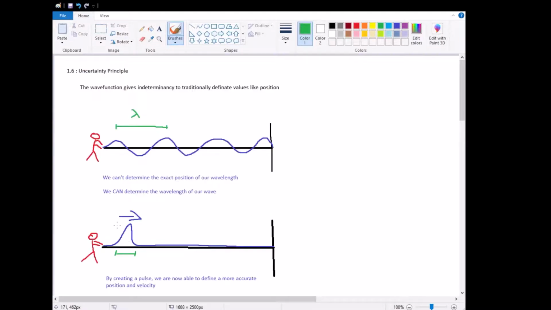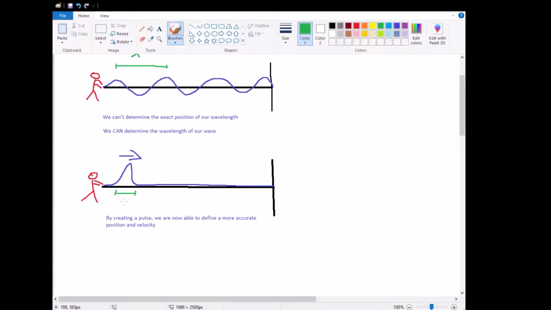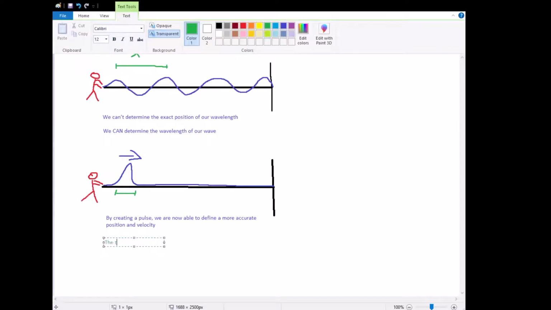So evidently, with this pulse, we are now able to tell the position of our wave more accurately. However, the trade-off of making a pulse, let's return to blue, is that we are now no longer sure of the wavelength.